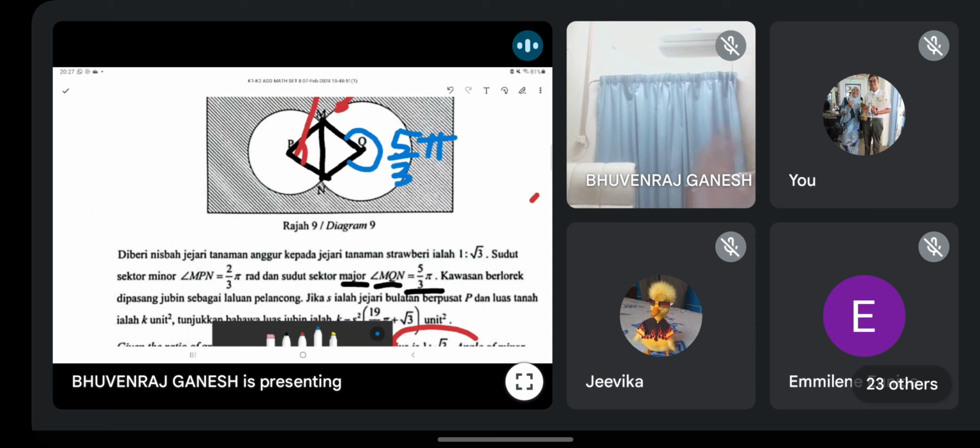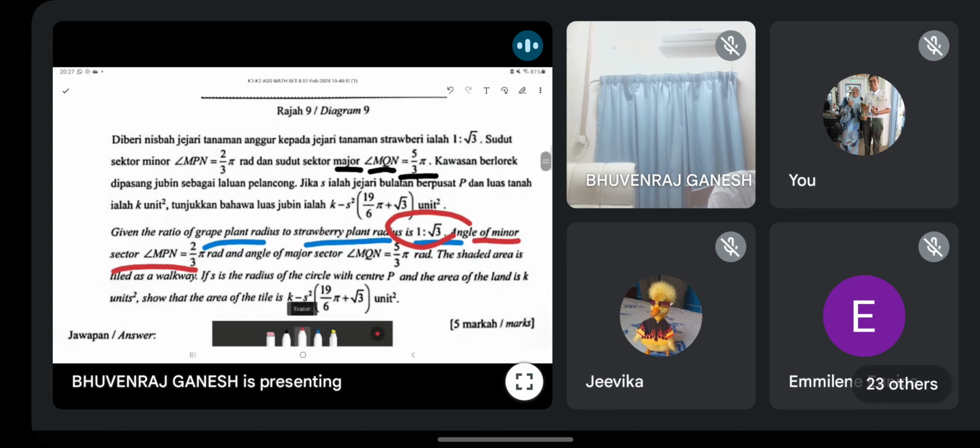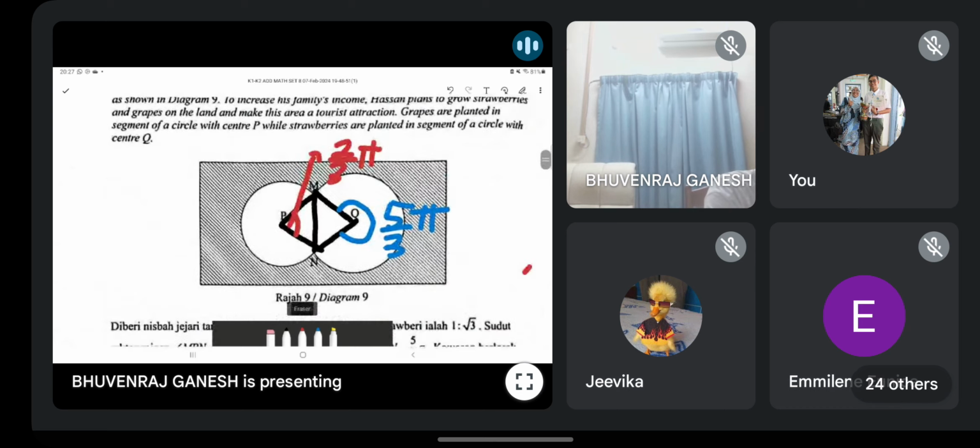Okay, so far okay? So you analyze one by one only. Don't be scared with proving questions. Jangan takut. You just analyze only. So now they say that the shaded area is for the walkway. Okay, and then they tell you S is the radius of the circle. Okay, one more information. S tu jejari bulatan. So this is S, okay, with center P. So they are referring to the first bulatan, the small one. Okay, yang kecil punya jejari dia S.